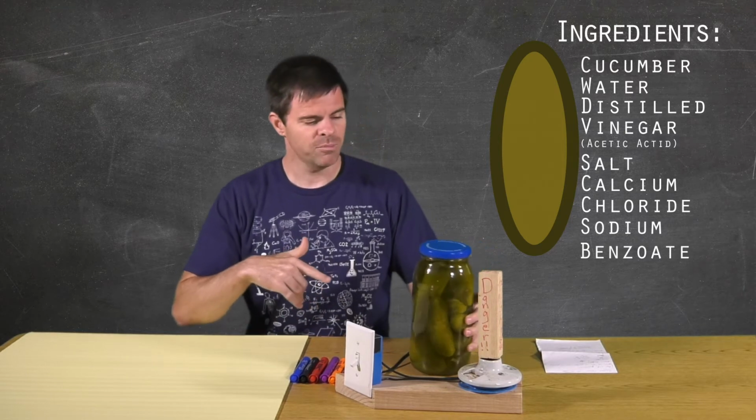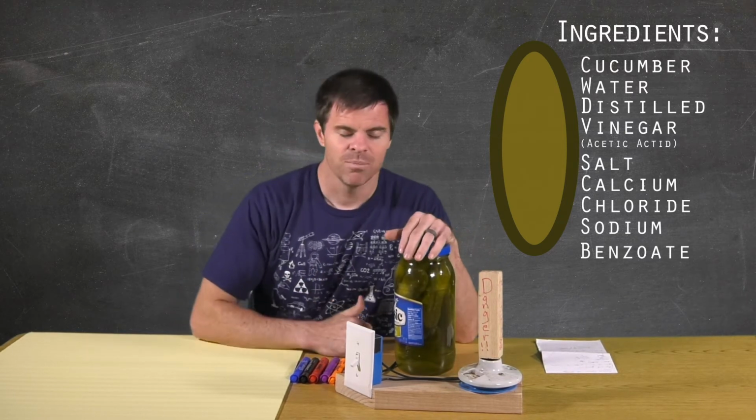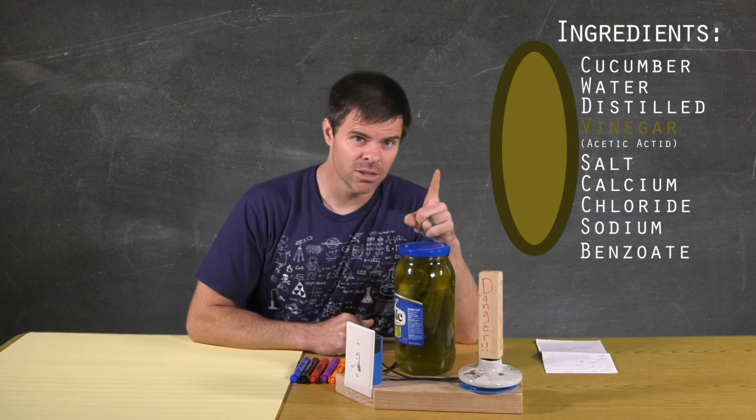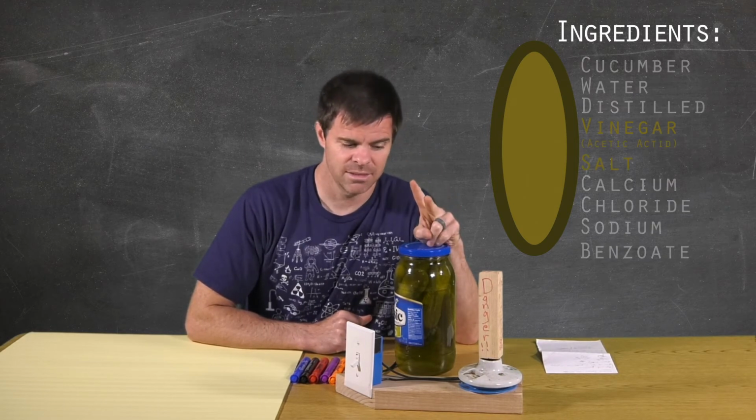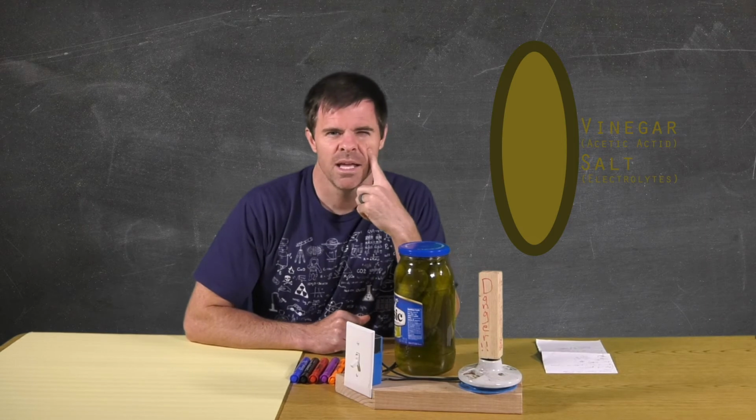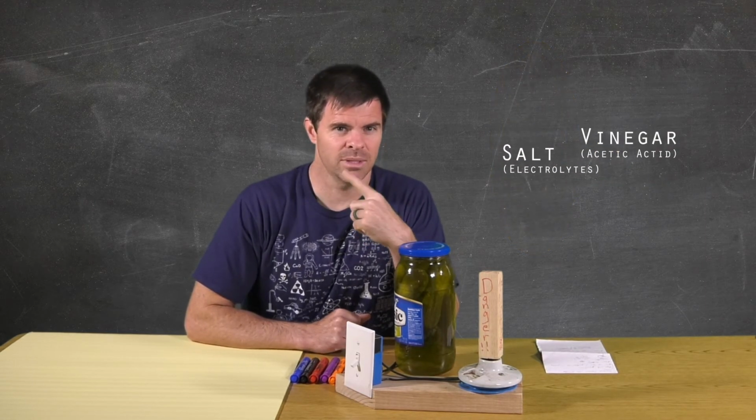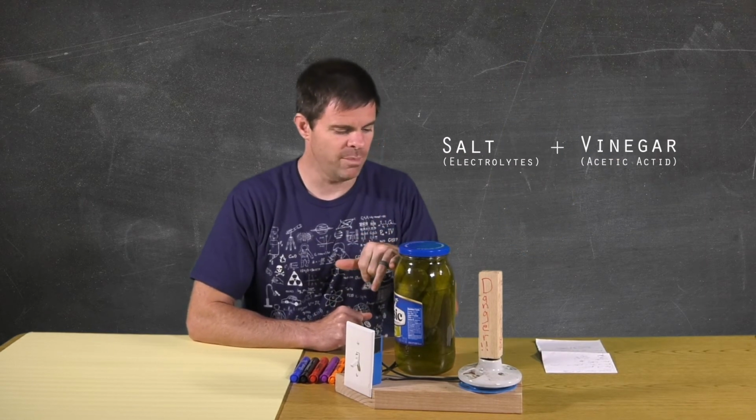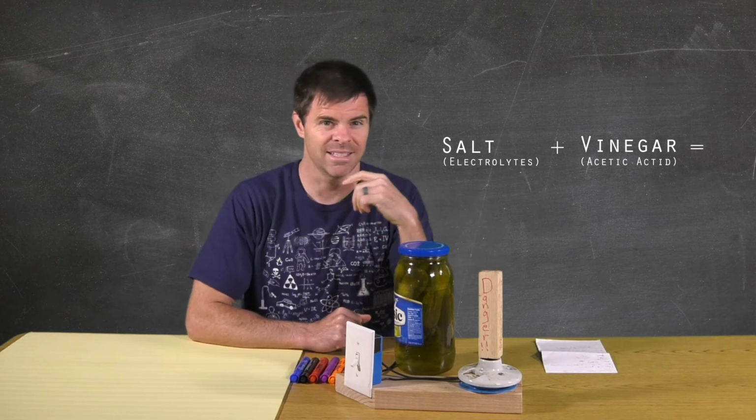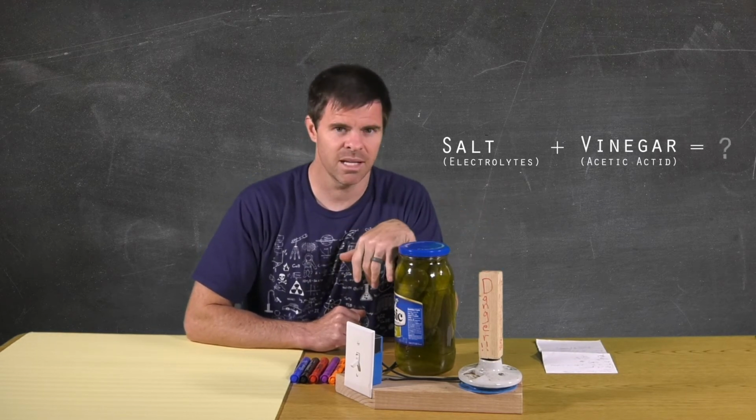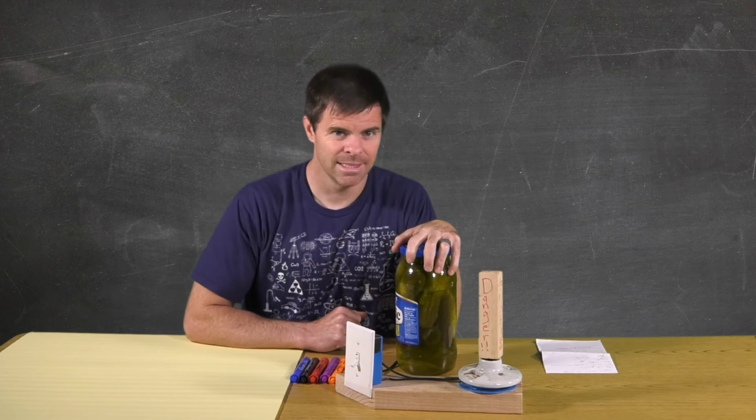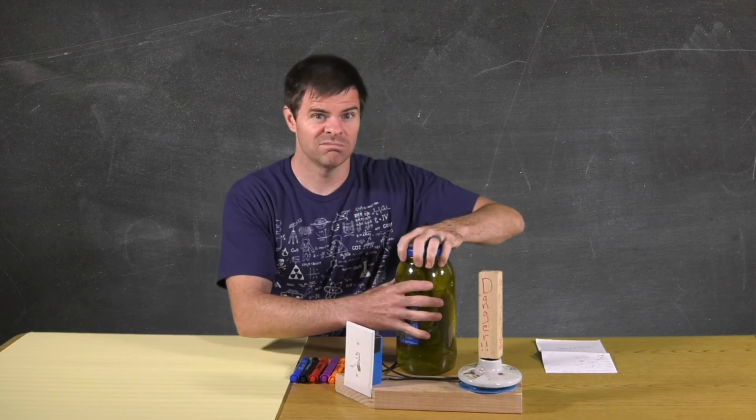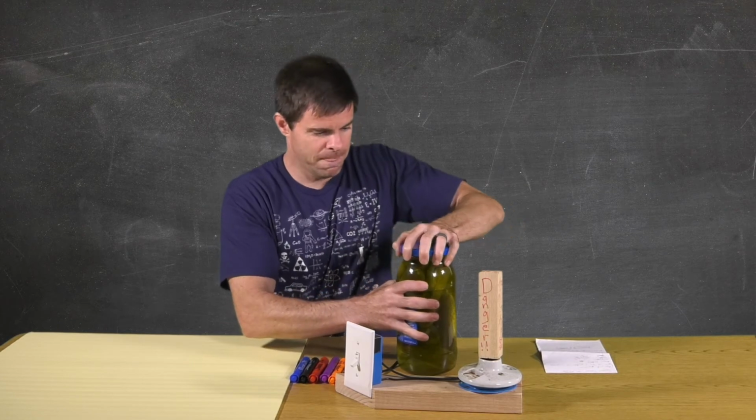So, cucumbers get pickled with vinegar, acid, and salts, electrolytes. So if we know that electrolytes can conduct electricity when dissolved in water, and we know that batteries use electrolytes or acid to conduct electricity, what do you think is going to happen with the pickle? Seems like the pickle might be in a pickle. Let's check it out.